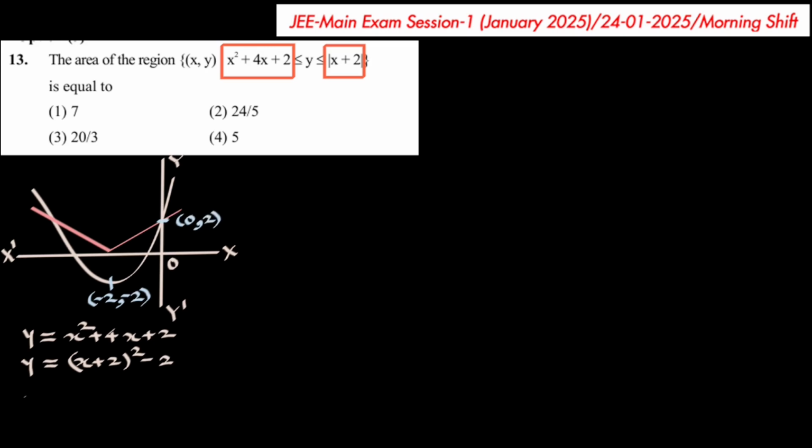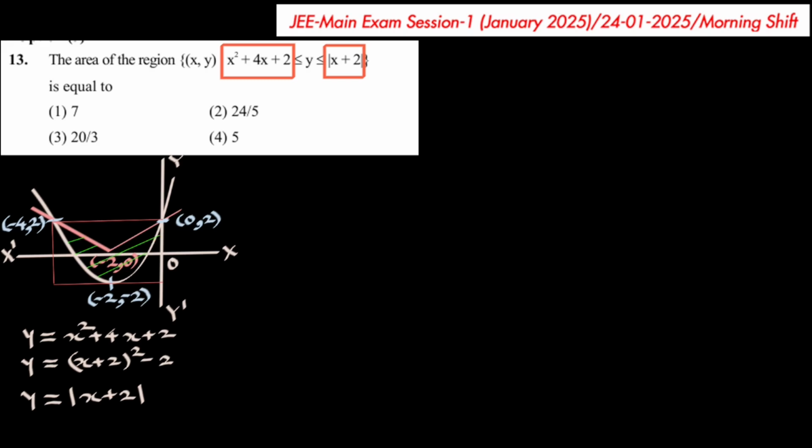We have the modulus function y equals mod x plus 2. When y is 0, x is minus 2, which is this vertex, minus 2 comma 0. Solving the parabola and modulus function simultaneously, we get this point minus 4, 2. We can draw a rectangle here, this one. If we observe the combined region of the two functions of which we have to find the area, it is above the parabola but below the modulus function, which means this region.